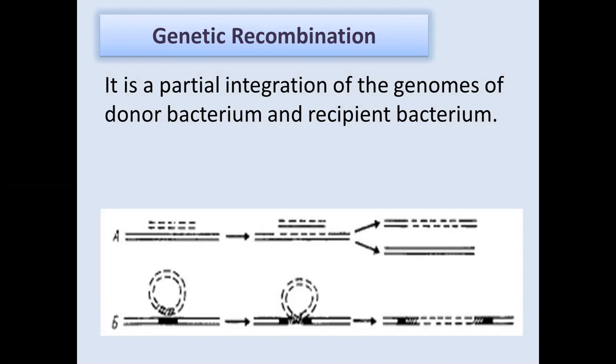But bacteria multiply only asexually, and genetic recombination in them is different from eukaryotes. It's only a partial integration of the genomes of donor bacteria and recipient bacteria. So you see, two bacteria participate in this process, donor and recipient. The donor gives its DNA, the recipient takes it and includes it into its genome. The recipient bacteria can include a linear fragment of donor DNA, or what is more usual for bacteria, a circular fragment of the donor DNA.